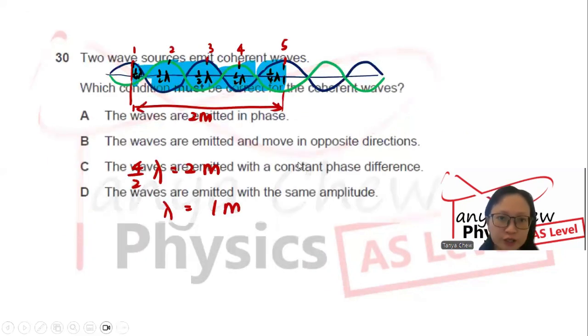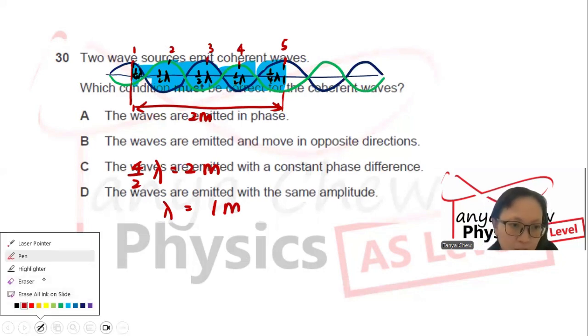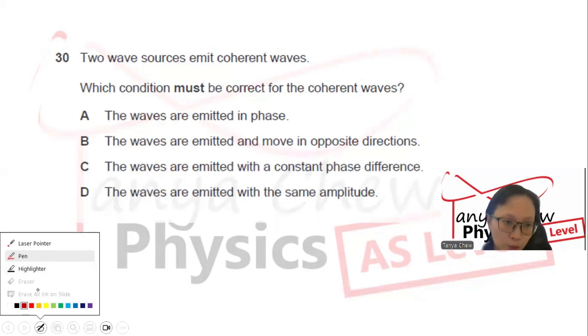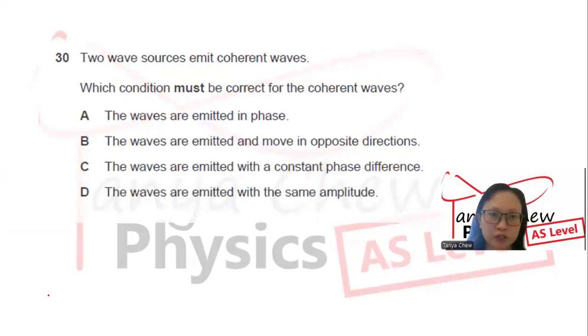So question number 30, let me erase that first. Question number 30, two wave sources emit coherent waves. Which condition must be correct for coherent waves? That also means that the waves must be emitted with a constant phase difference, which is V.